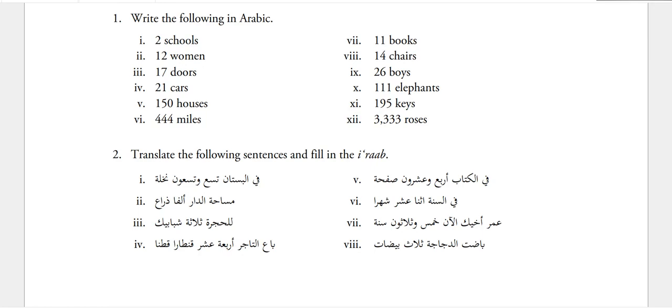Then we have 3,333 roses. Roses is muannas, so remember. First we have to say 3,000. So we are going to say salasatu alafin means 3,000. Salasatu means 3, alafin means thousands. So salasatu alafin 3,000. Now solve 300. Salasatu alafin wa 300. So salasu mi'atin 300. Now we have 33.